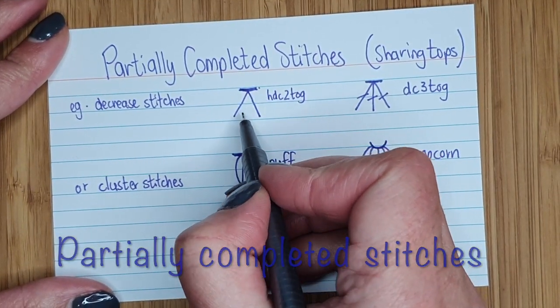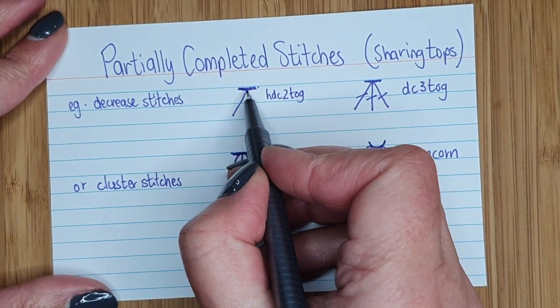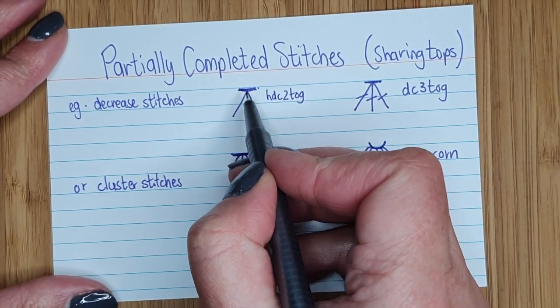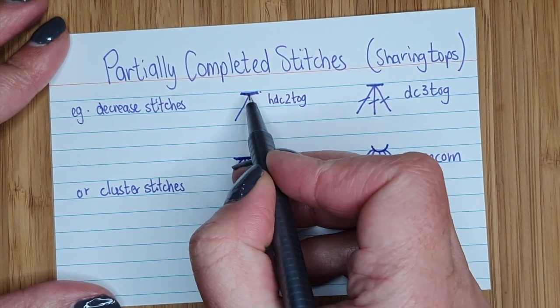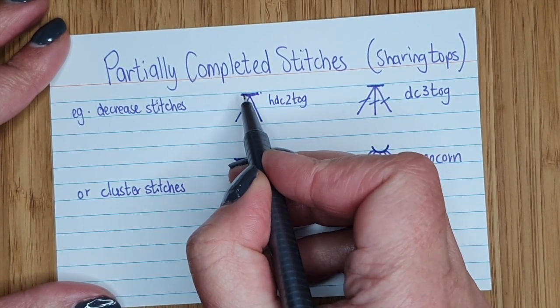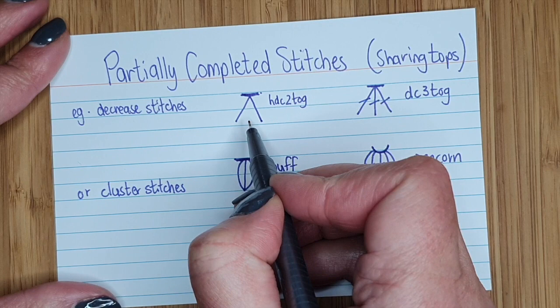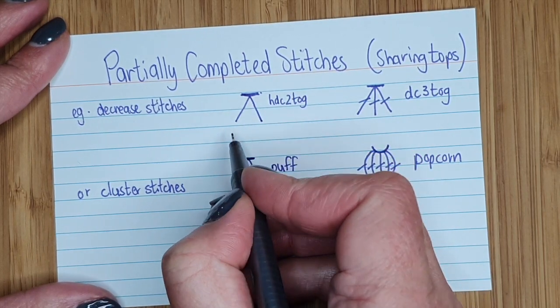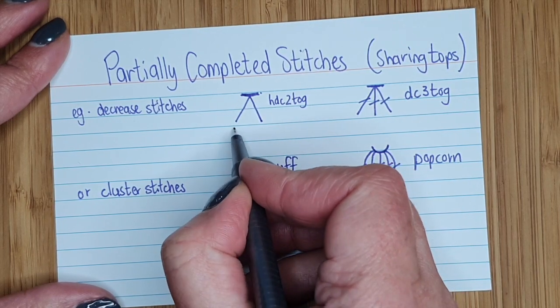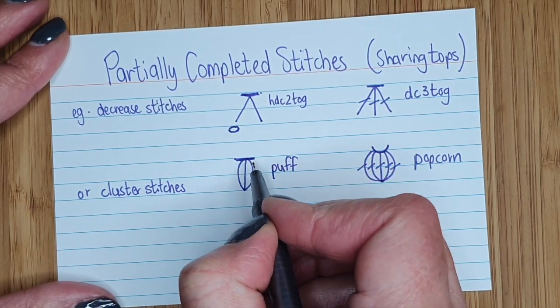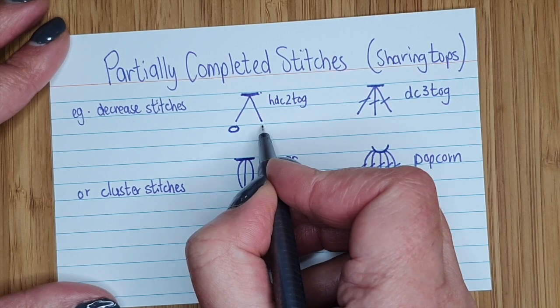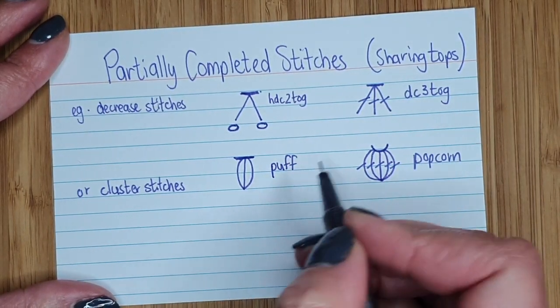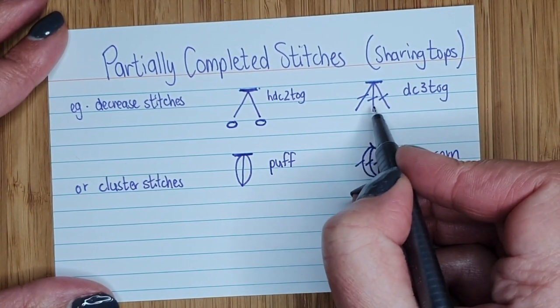These are partially completed stitches. You can see the tops are connected. So there's a half double crochet and another half double crochet, but they're sharing the same top, which means these are half double crochets, 2 together, which are my decreasing stitches. So this leg of my double crochet would go, for example, into that chain space, and this leg would go into that chain space.